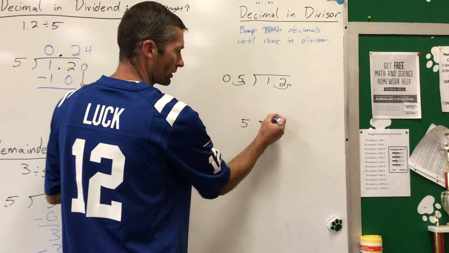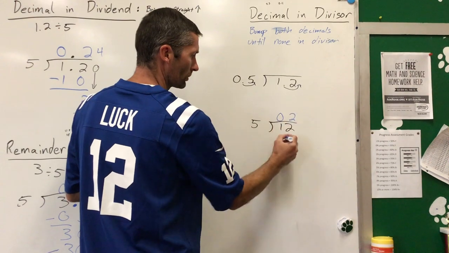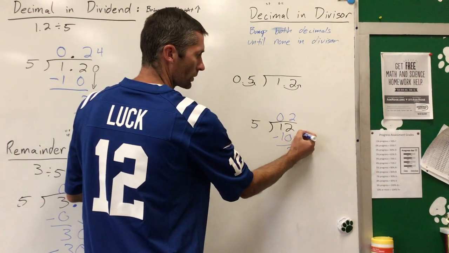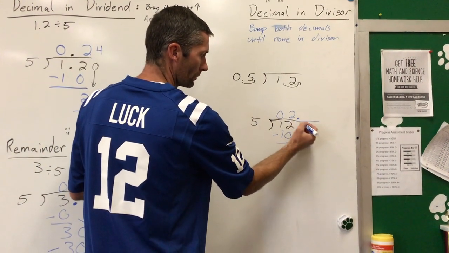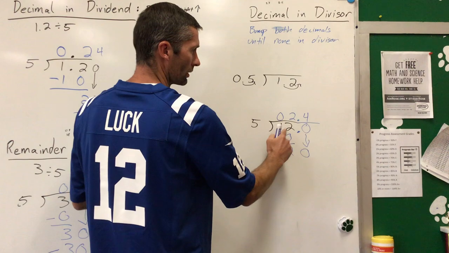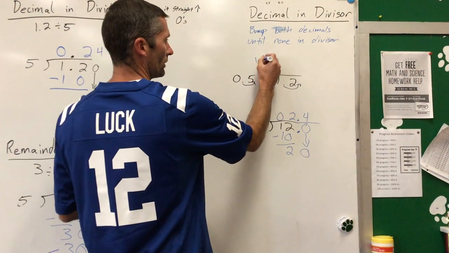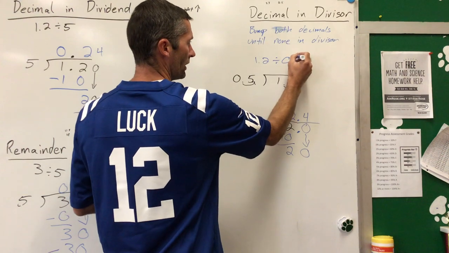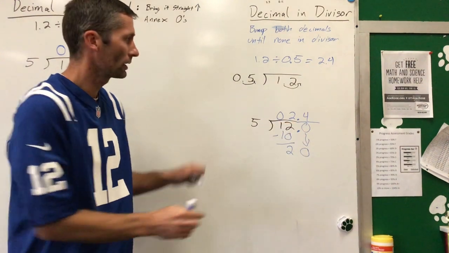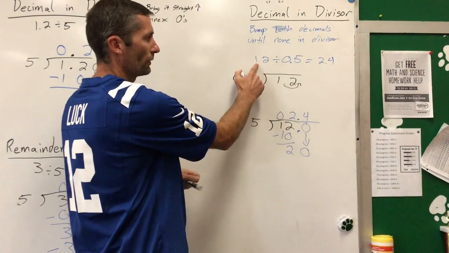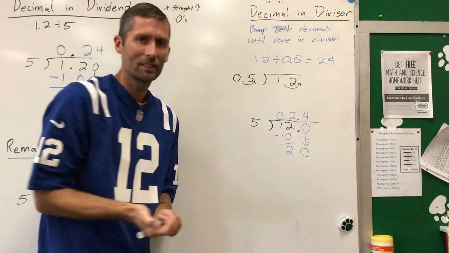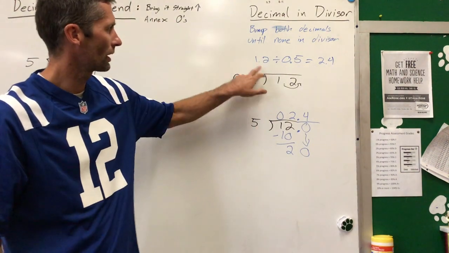5 goes into 1, 0 times, 5 goes into 12, 2 times. 2 times 5 is 10. I have a remainder. I can't have a remainder, so I'm going to annex a 0. I'm going to bring it straight up. 5 goes into 20, 4 times. So 1.2 divided by 0.5 was 2.4. That's my final answer. I don't have to change it back or anything. I bumped both decimals. This makes sense. If you have $1.20 and you're dividing it by half a person, you get $2.40 each. That wasn't a good example, but that's how it works.